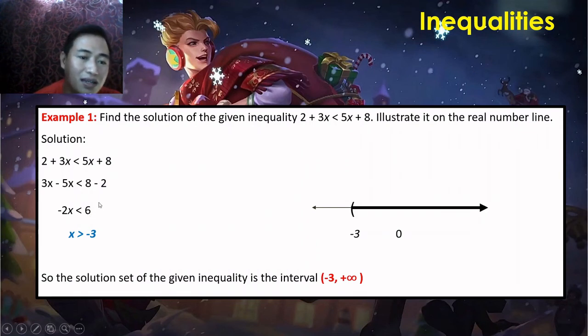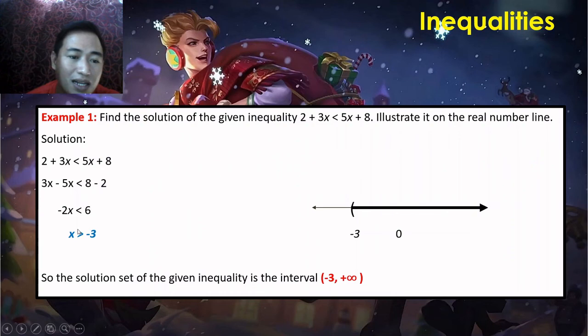Then 6 times negative 1/2, or divided by negative 2, the answer is negative 3. So our solution is x is greater than negative 3. So we mark negative 3 and shade toward the right side.